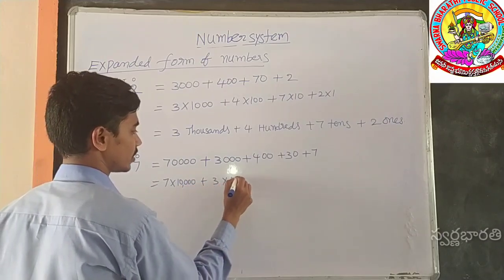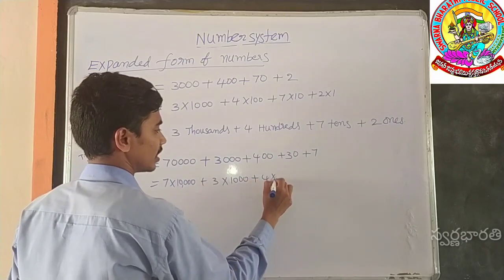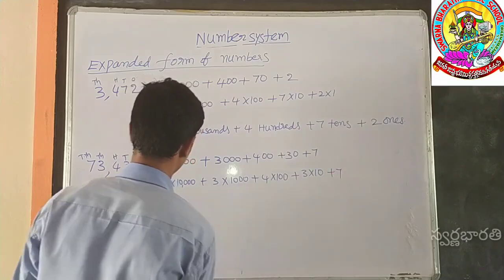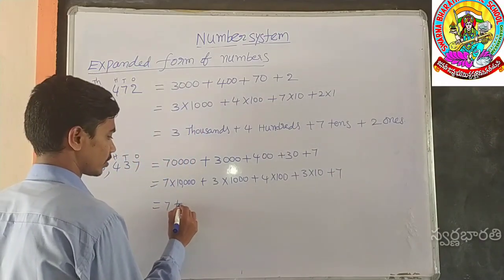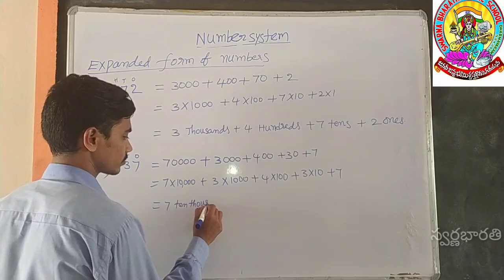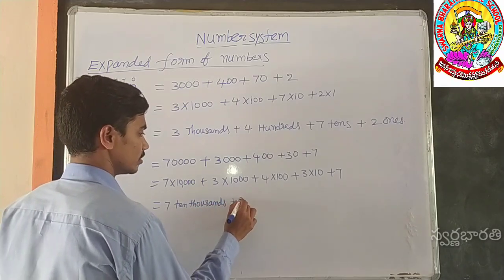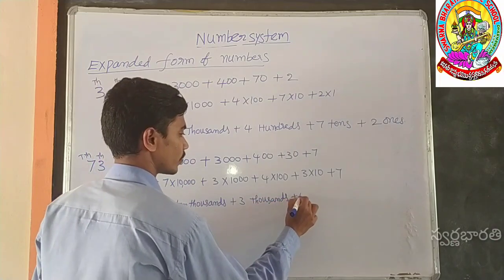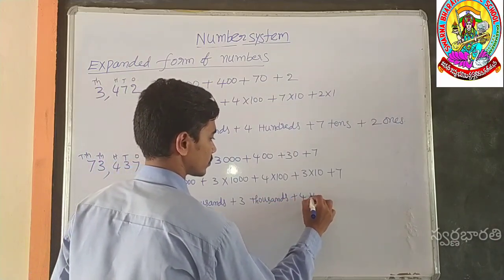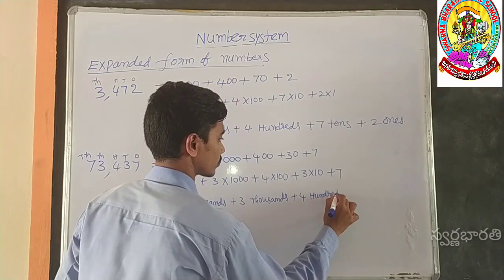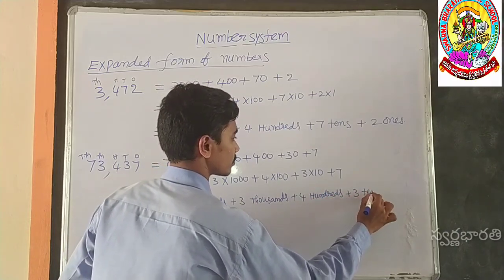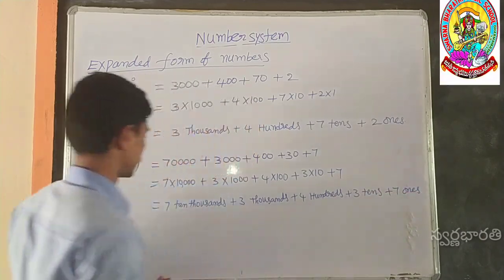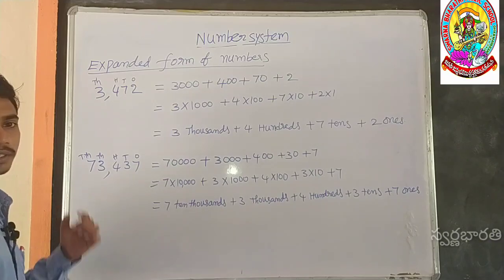3 thousands is there, 4 hundreds is there, 3 tens is there, plus 7. 7 10,000s, 3 thousands, 4 hundreds, 3 tens, 7 ones. This is the expanded form of the number.